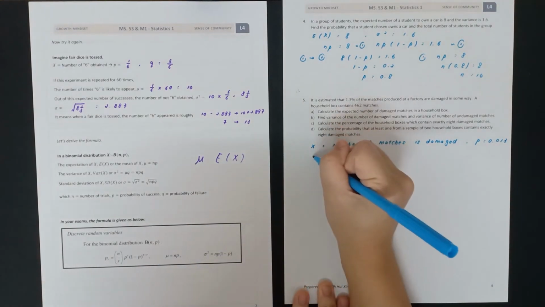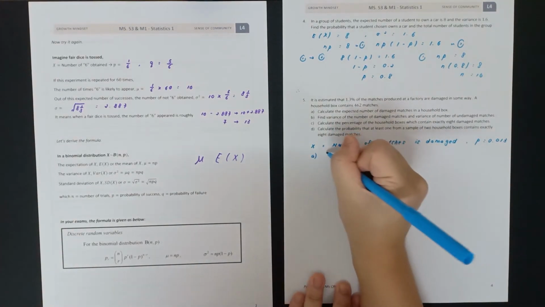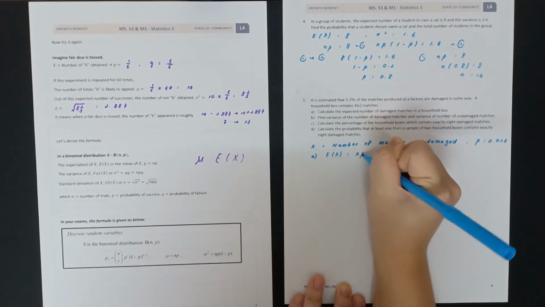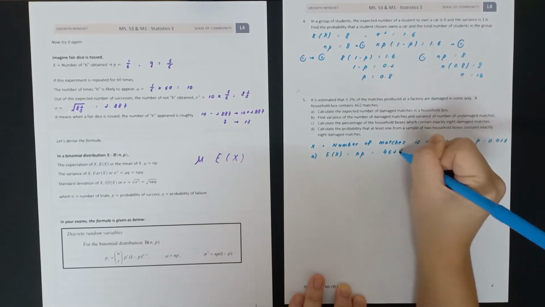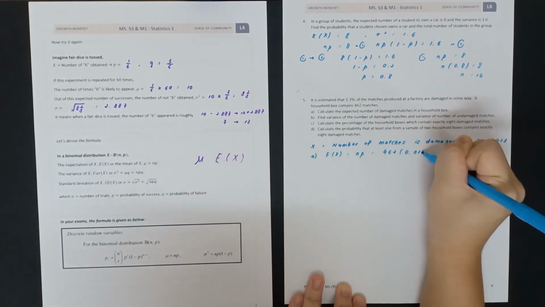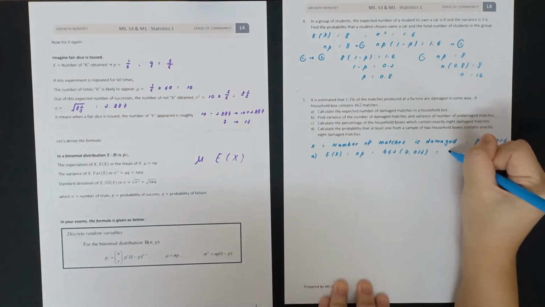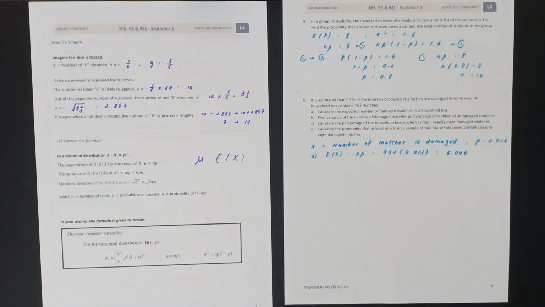Okay, so you want to find out the expected number of the damaged matches, then how do you do that? So E(X) will be equal to N times P. So your N 462 and then times with your 0.013. Okay, so when you times them together, then you'll be getting 6.006. Okay, alright. Okay, so let's move on.